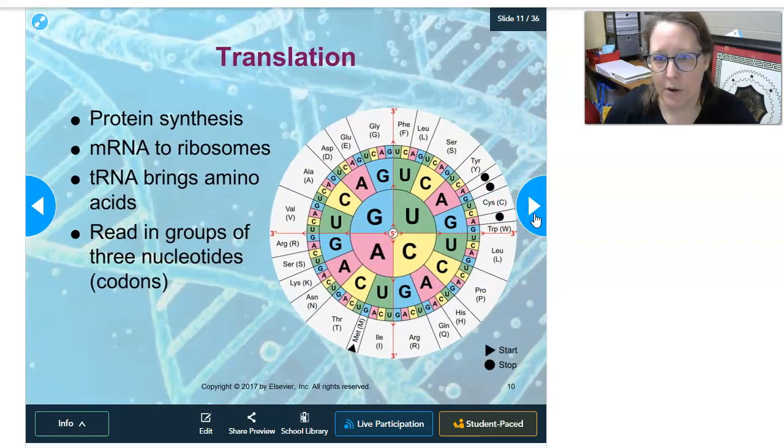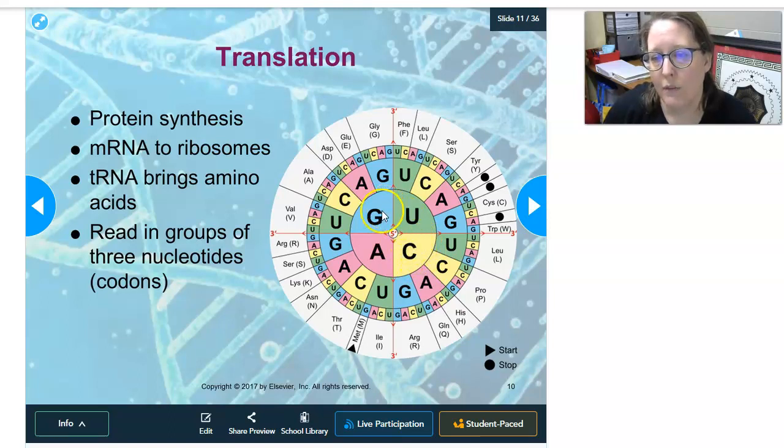Translation is the process of protein synthesis, translating the messenger RNA into an actual protein. The messenger RNA is fed to the ribosomes. Ribosomes produce protein. They're located in the cell cytoplasm and in the endoplasmic reticulum. The transfer RNA brings the amino acids to the ribosomes and adds them to the growing chain. The way it knows how to add is it reads the nucleotide sequences in groups of 3 on the messenger RNA. This disk here represents, for example, how it's read.